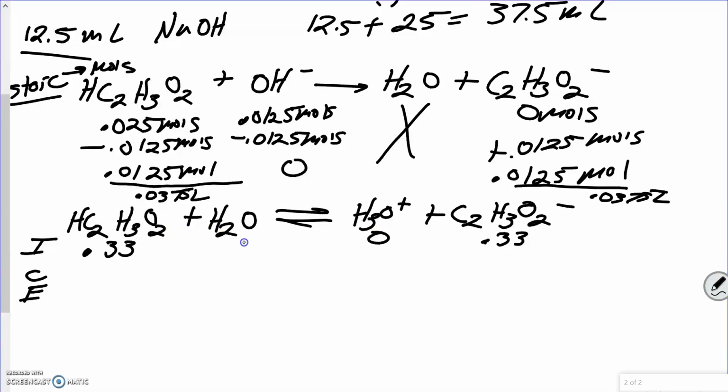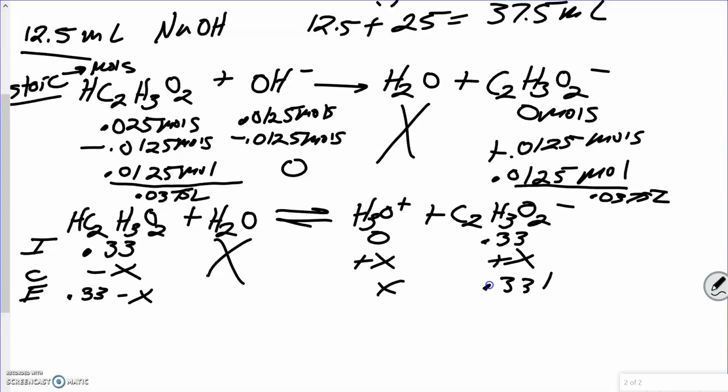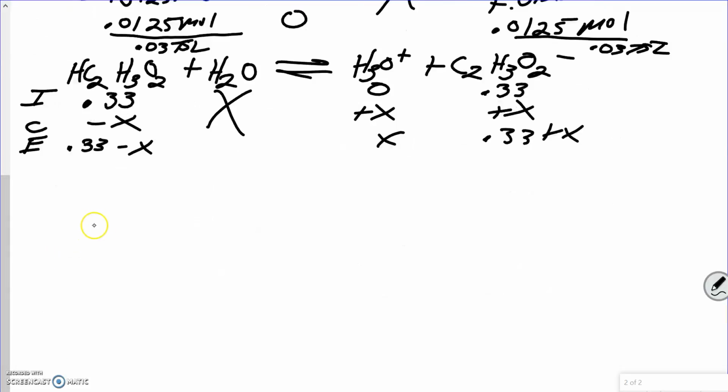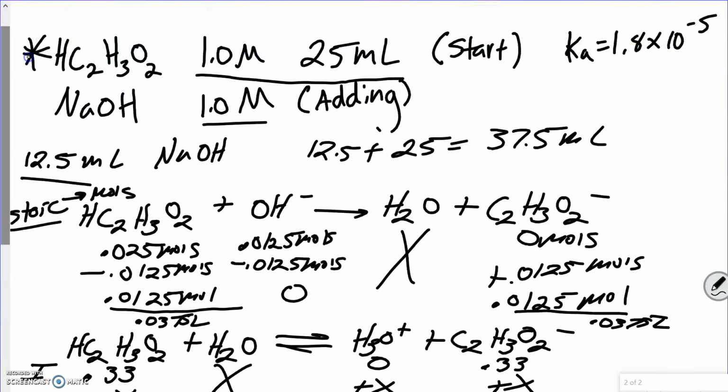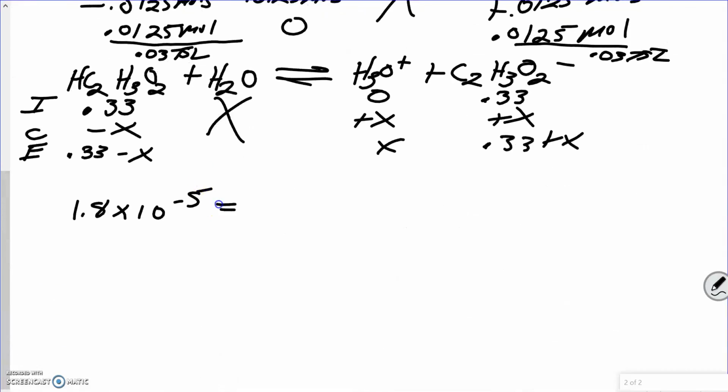And again, reset button, so 0 hydronium. Again, we don't care about water. We know we're shifting towards products. Okay, and we solve for x, just like we always solve for x, meaning we use our equilibrium expression, which our Ka, if you remember, is 1.8 times 10 to the negative 5th. I think it's still up here. Yep, Ka, 1.8 times 10 to the negative 5th. That's going to equal x times 0.33 divided by 0.33.